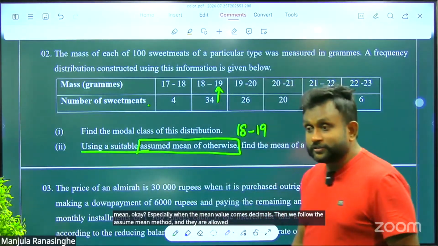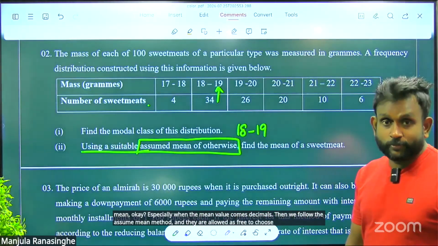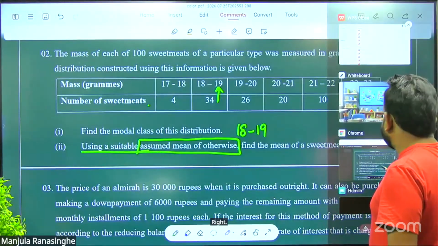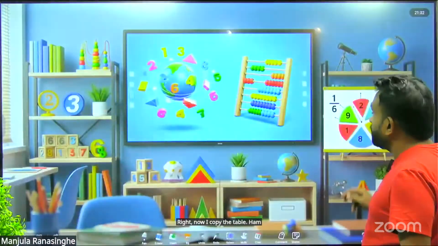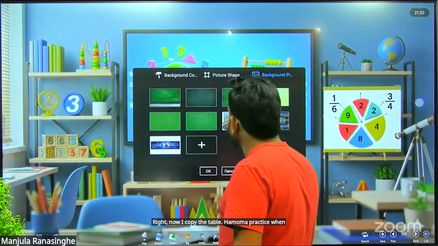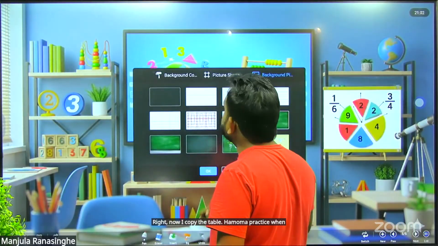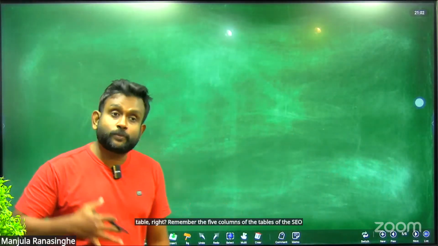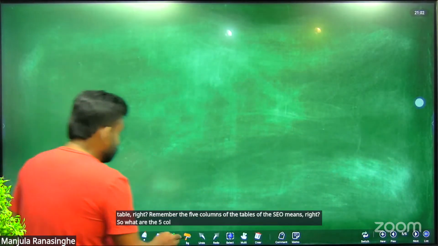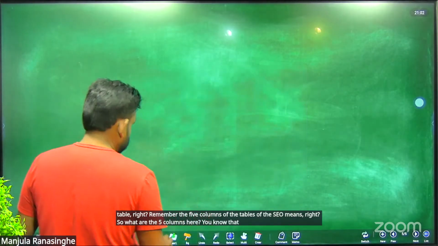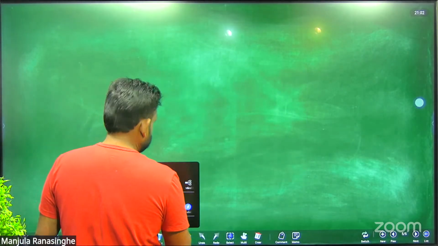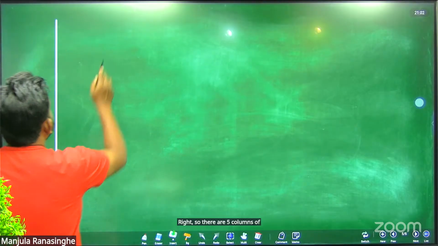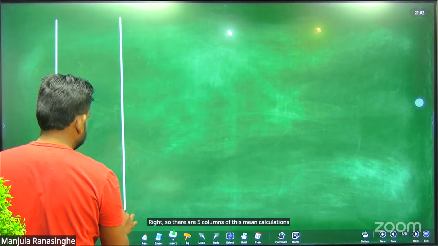Then we follow the assumed mean method, and they allow us to choose a suitable assumed mean freely, as they don't mention one. Now I copy the table, everyone practice. Remember the 5 columns of the table for the assumed mean. So what are the 5 columns here? You know that. So there are 5 columns in this mean calculation.